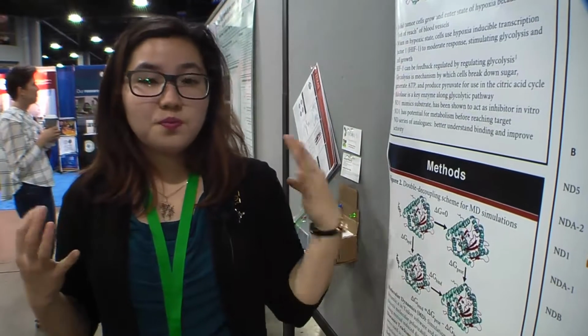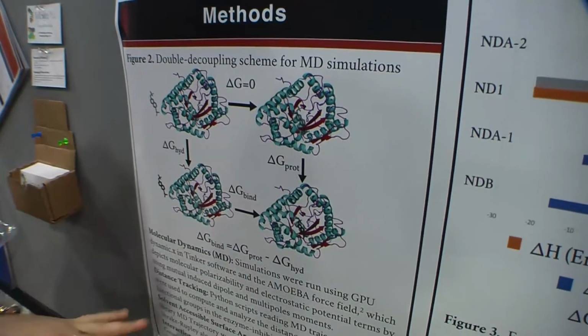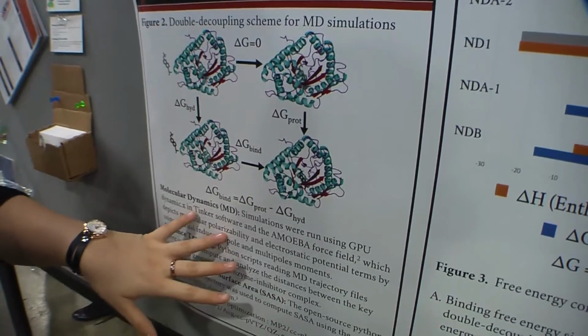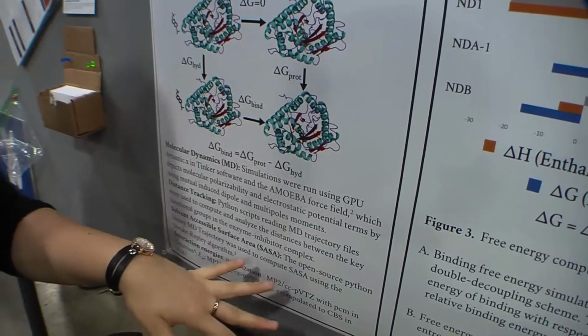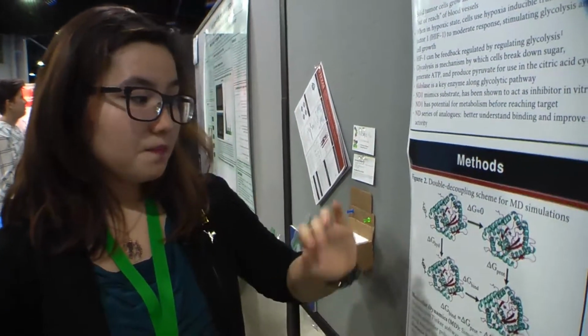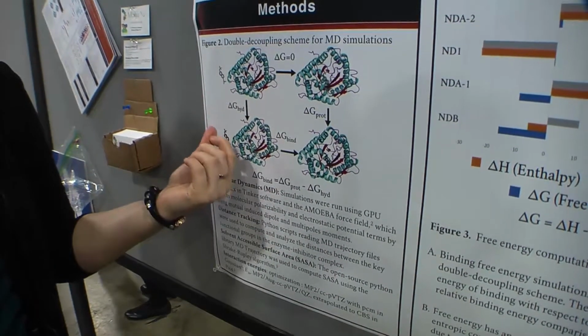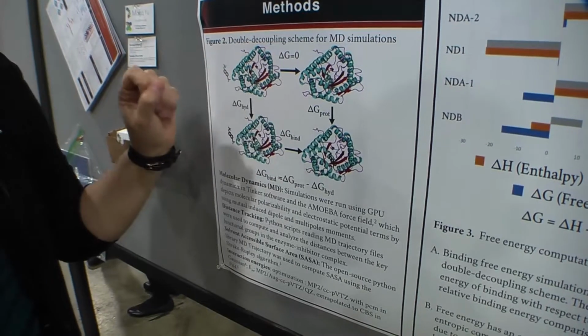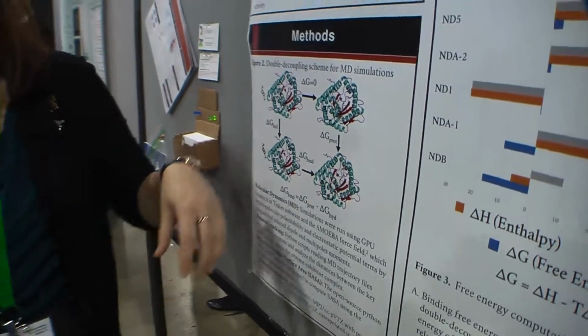In order to compute binding free energy, we use something called the double decoupling scheme for molecular dynamics. And so we run our simulations using the Tinker software, which is developed by the Ren lab and the Ponder lab over at WashU, and the AMOEBA force field, which exceptionally depicts polarizability. So to compute the delta G binding, we use the hydration energy and the difference in energy between just the protein in water and the protein with the ligand bound into it.